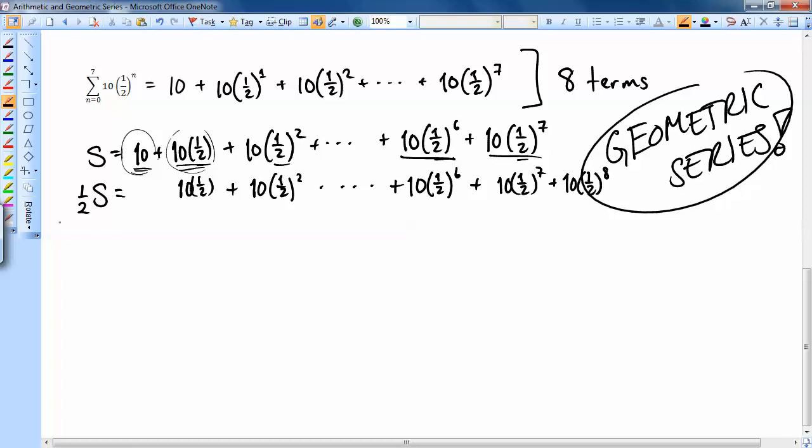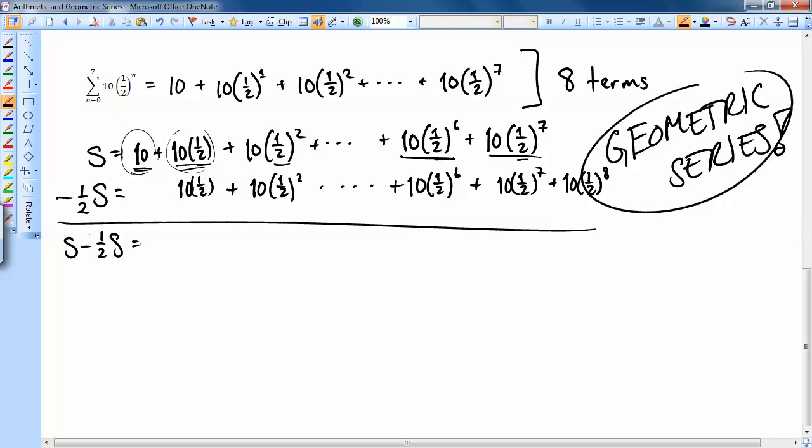So now the nice trick is, I'm going to subtract them. Right? And if I subtract the top from the bottom, I get s minus a half s. I get 10 minus 0. And then this cancels, this cancels, this cancels, this cancels, and I'm left with the 0 that's left up here minus this term. So minus 10 times 1/2 to the 8th.